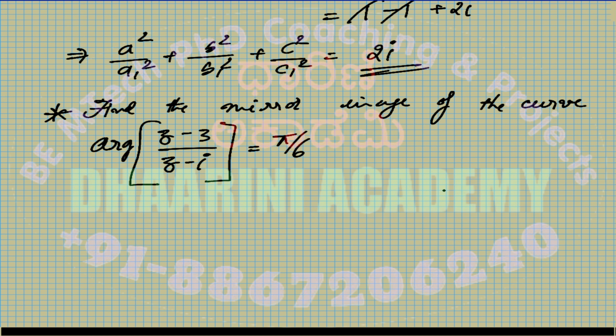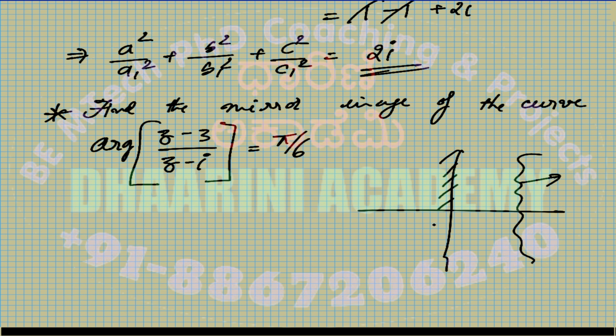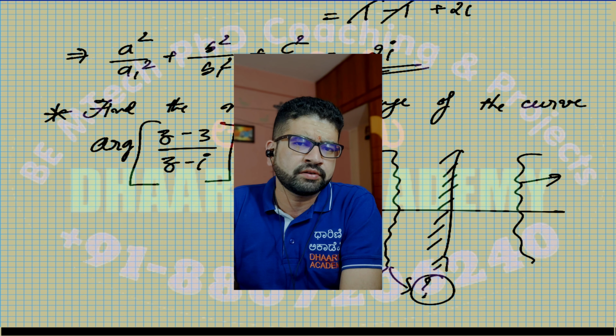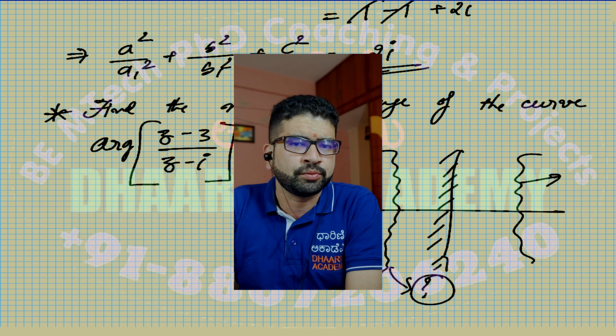So mirror image, right? Let us say we consider a curve like this. If this is a curve given by this equation, now you place a mirror, like the y-axis. What you can see is something like this. What is the equation of this? Since z is given, this is actually a complex number problem. Generally we can solve this problem even in analytical geometry.